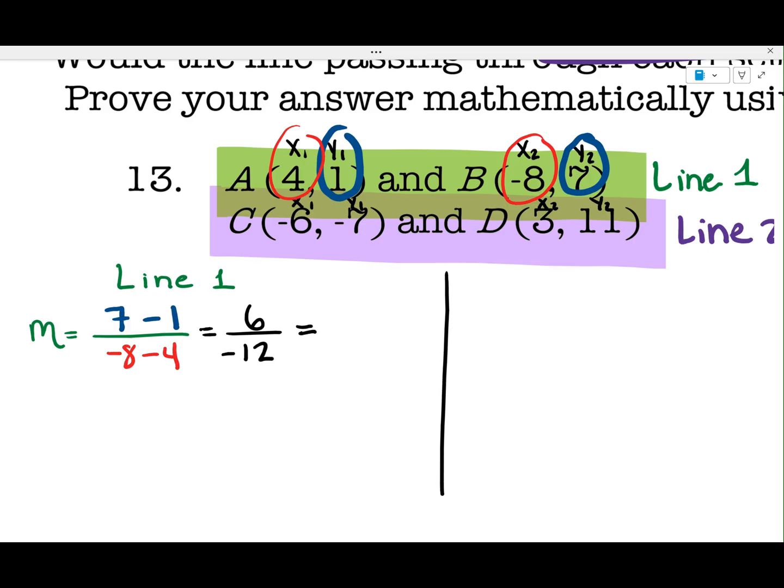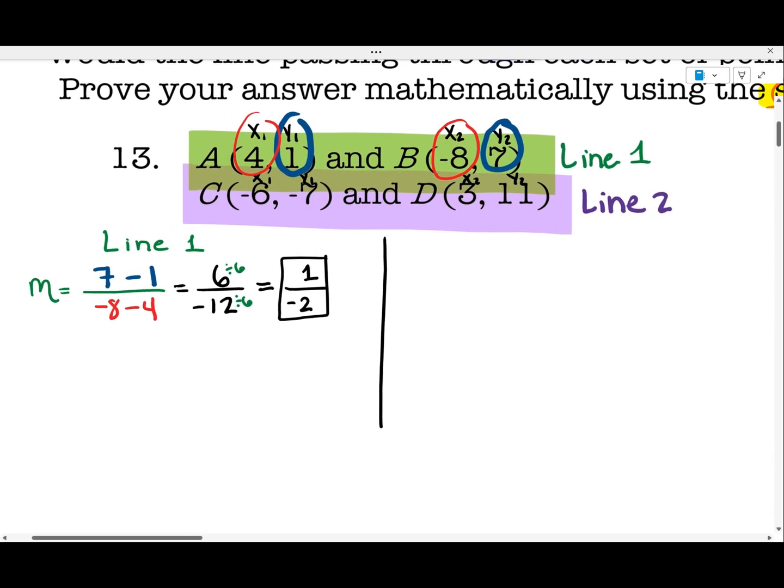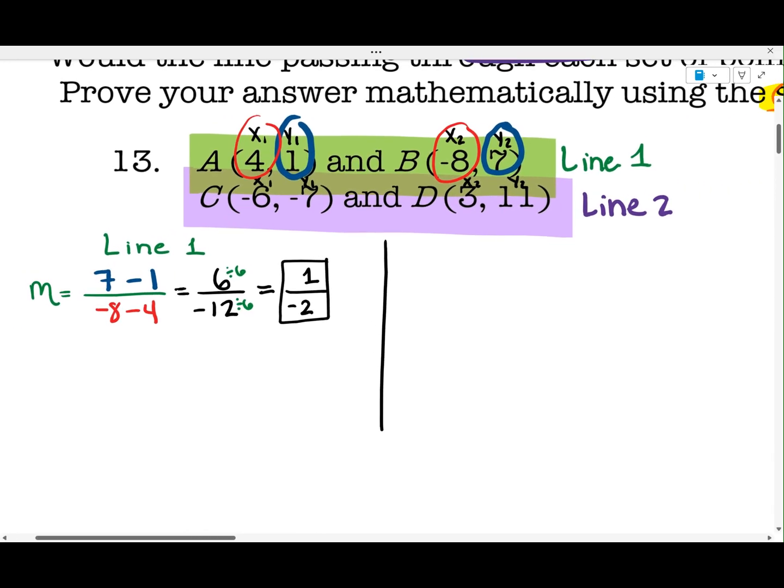And since we're comparing slopes, we should probably reduce our slopes to the simplest form. So the greatest common factor here would be 6. If we do that, we end up with negative 1 over 2. You can put the negative in the numerator, denominator, or right at the center of the fraction.